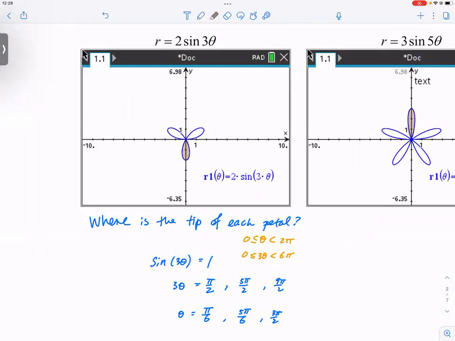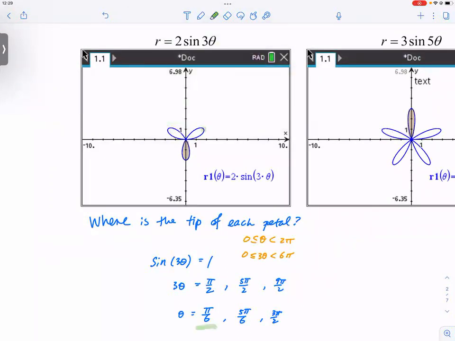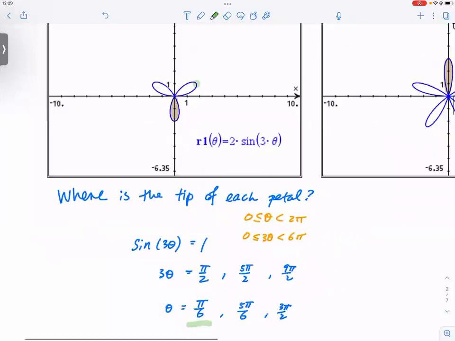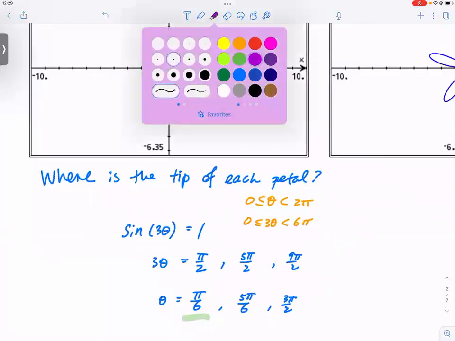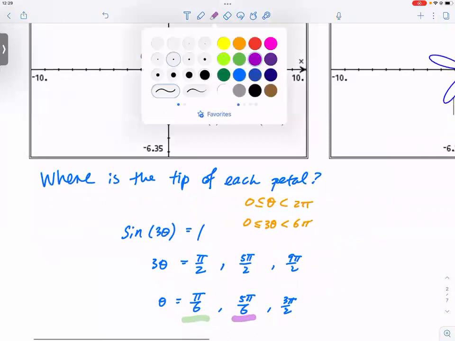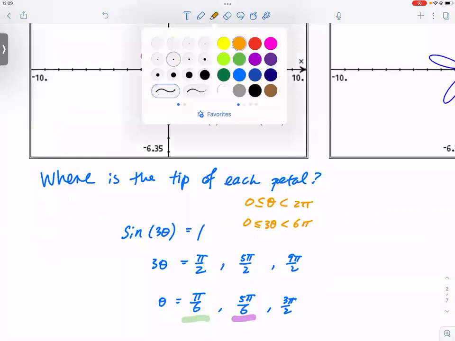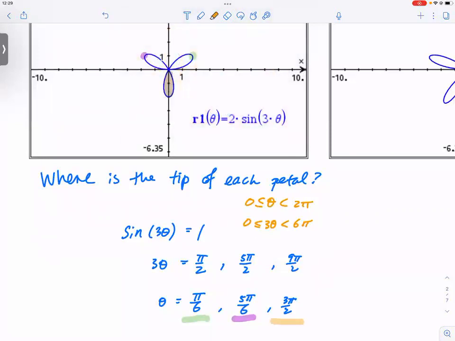So let me color code them one by one. The first one is pi over 6 right here. And then we have 5 pi over 6 right here. And the last one, let's use green. No, I've used green already. Let's do orange then. 3 pi over 2 right here. So that's how you know that the petal is not on the positive y-axis, but on the negative y-axis.